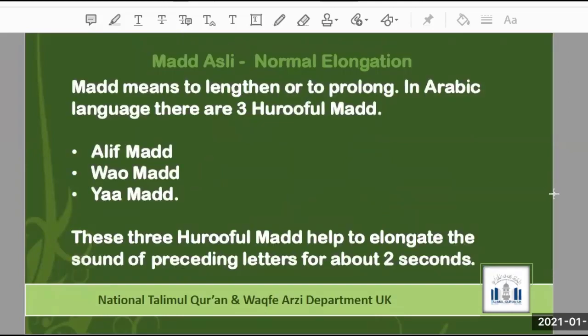Now today's lesson is about madde asli, normal elongation. Mad means to lengthen or prolong the sound of a letter. In the Arabic language, there are three huruful mad. Remember, three huruful mad: alif mad, waw mad, and ya mad. These huruful mad help to elongate the sound of the preceding letters for about 2 seconds. Preceding means the previous letter.